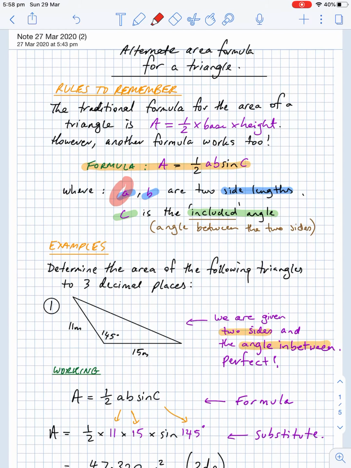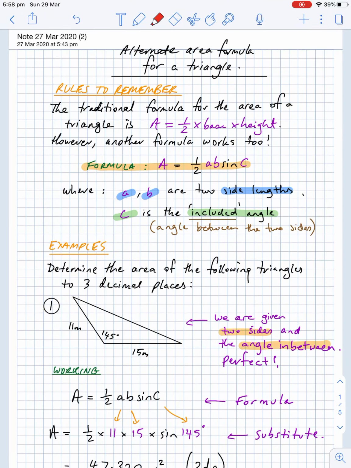And where the little a and b, the lowercase a and b, are still side lengths, and the capital C is the included angle. Now, the included angle is the angle that's between these two side lengths. So it's really important that it's this included angle that's between. So an example is here.